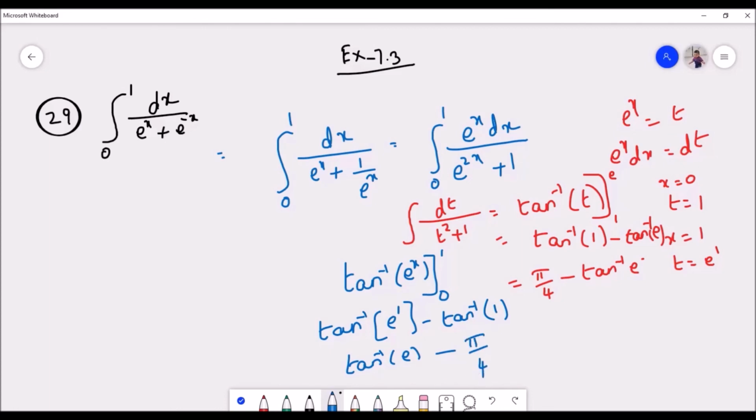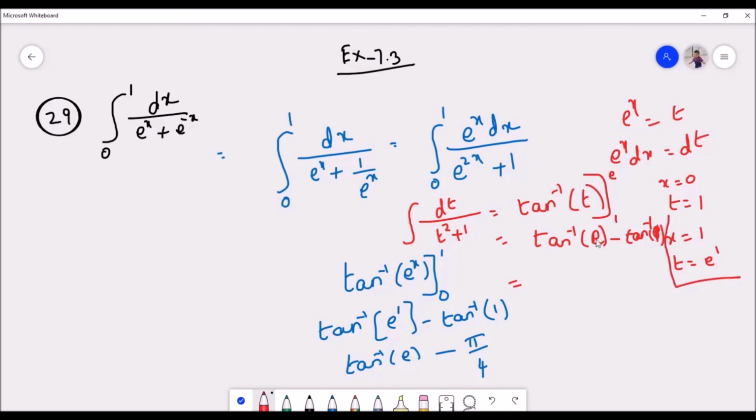Okay, the signs are changing here. I made a mistake here: first I have to apply the upper limit. So it is upper limit minus lower limit. So here first e should be done, then tan inverse of 1. So first is tan inverse of e, then tan inverse of 1. So we will get the answer as follows.